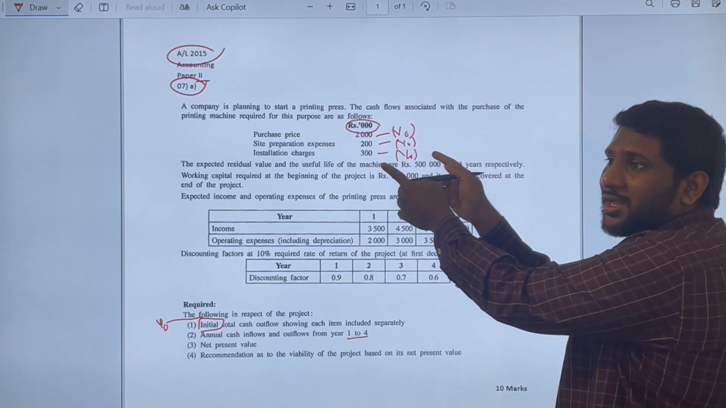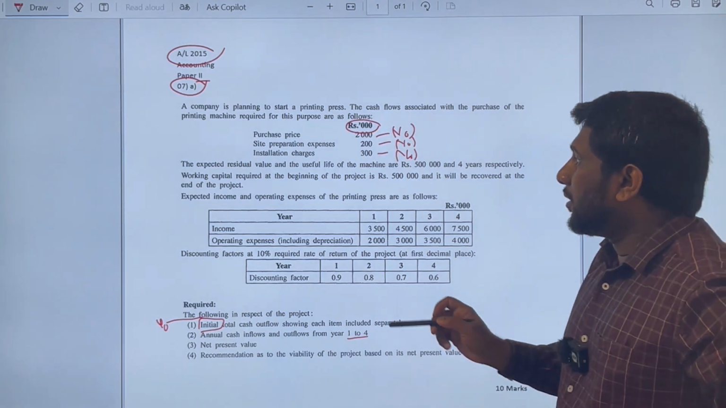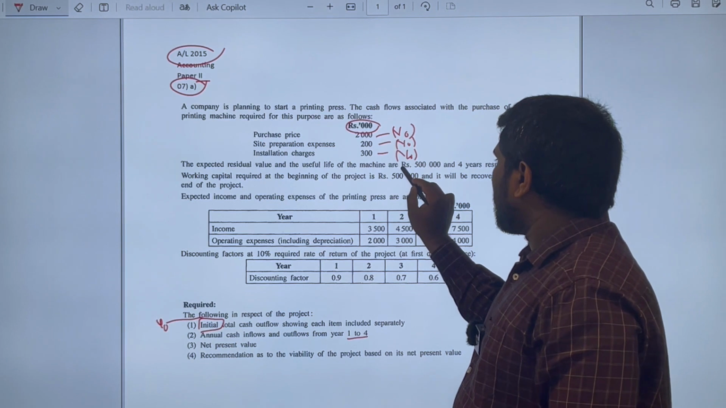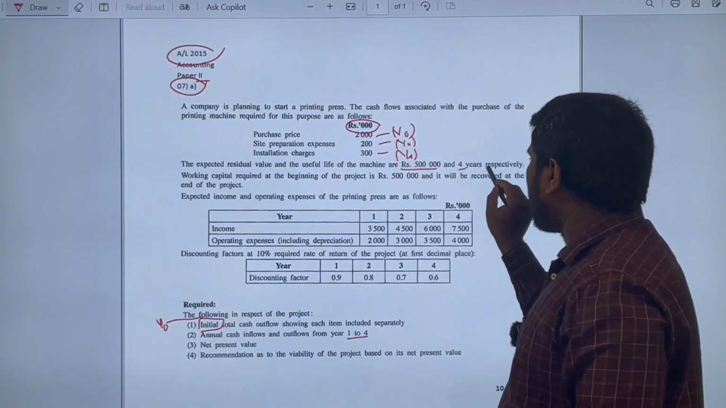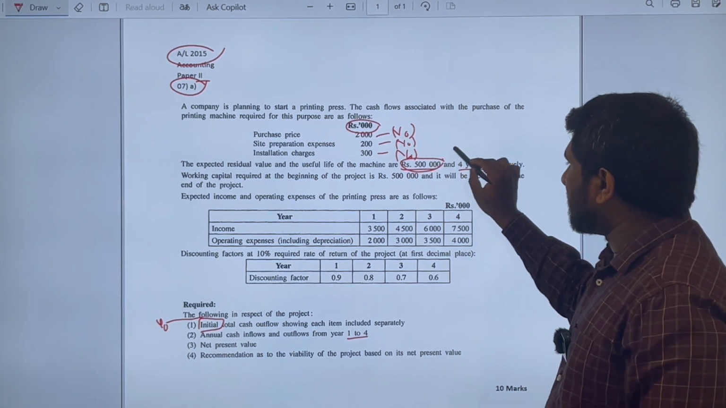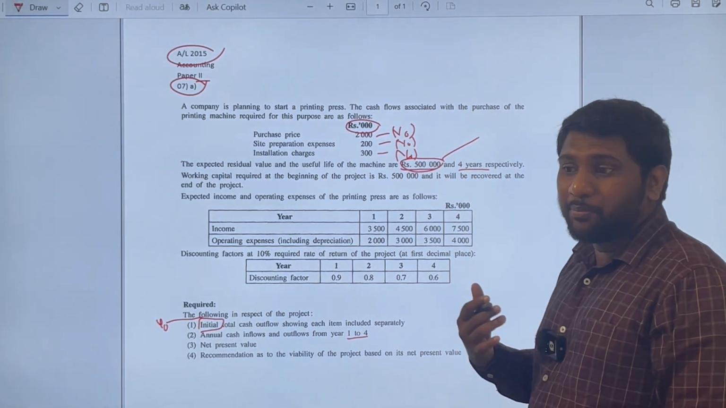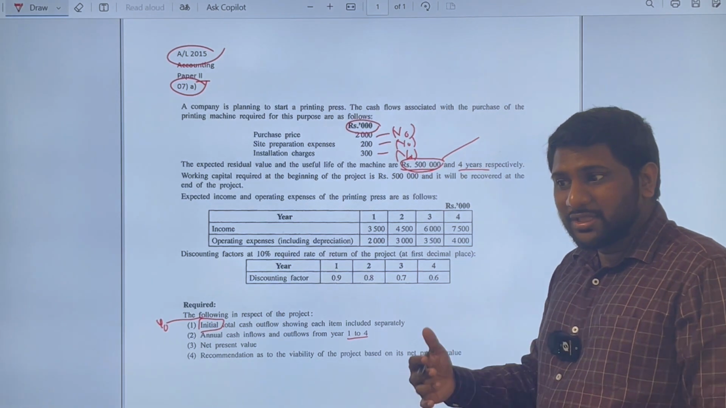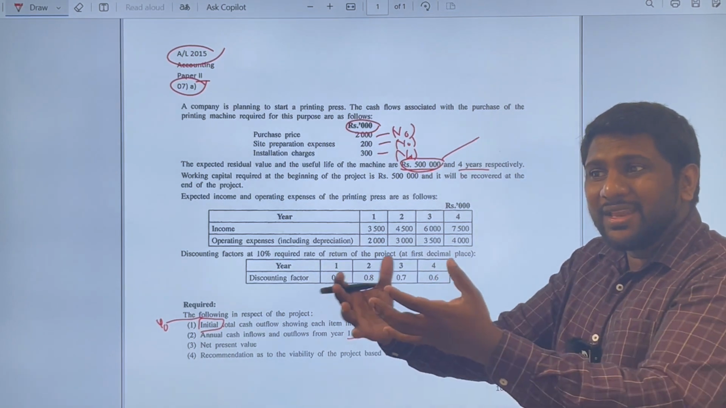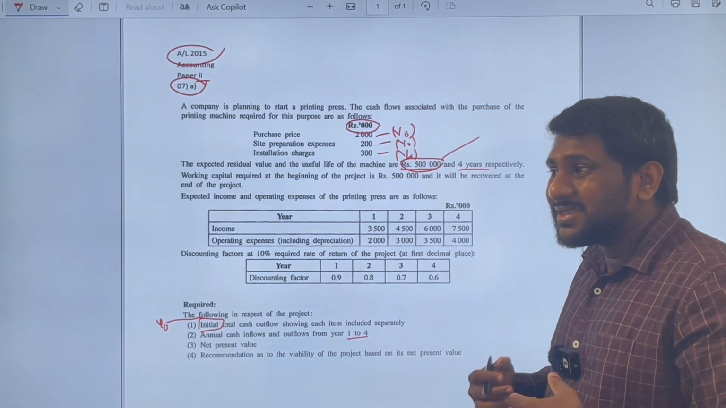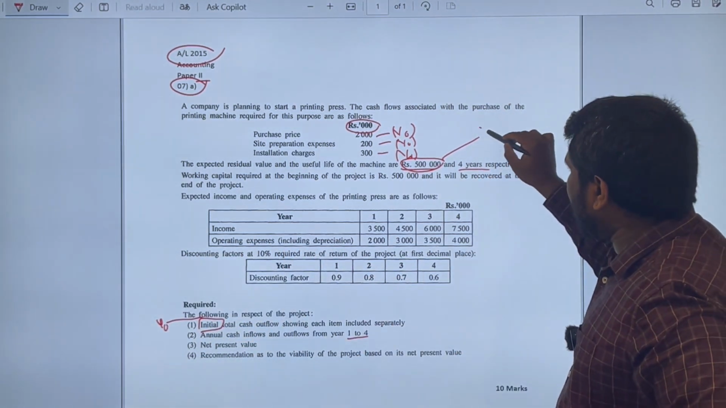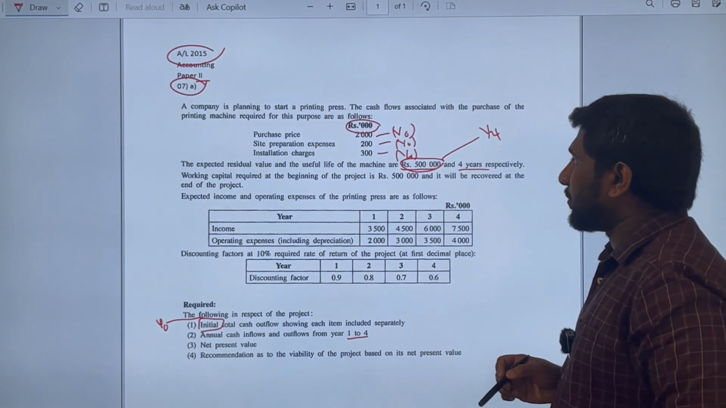That's why I wrote the years inside the brackets. Expected residual value and the useful life of the machine: 500,000 and 4 years. So we are planning to sell the asset after 4 years for 500,000 residual value, scrap value. For 4 years we can use the asset, after that we can sell it. If we sell the asset, we will get money. So this is a cash inflow for year 4.